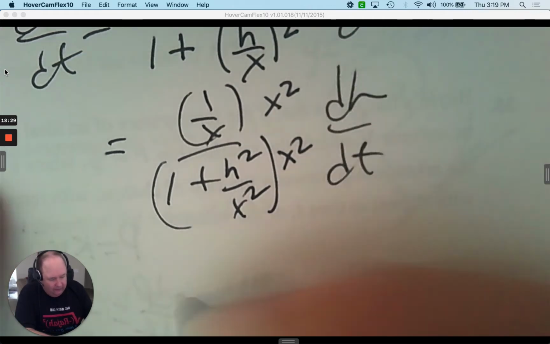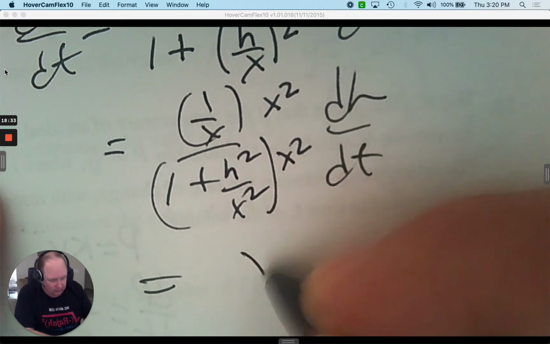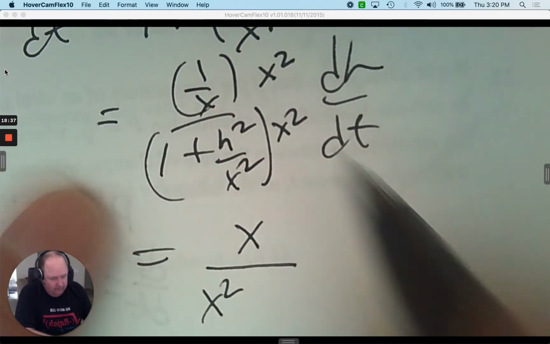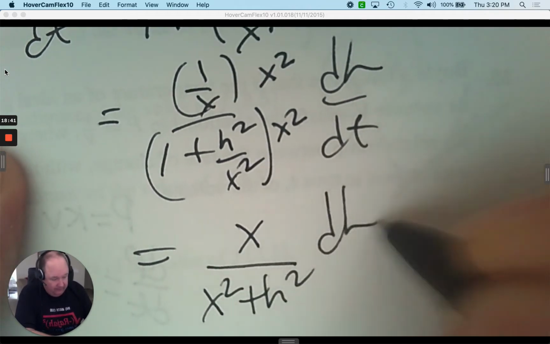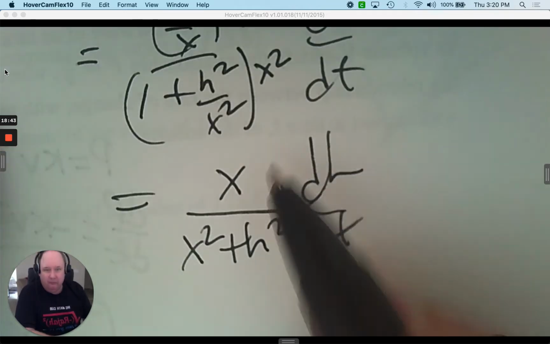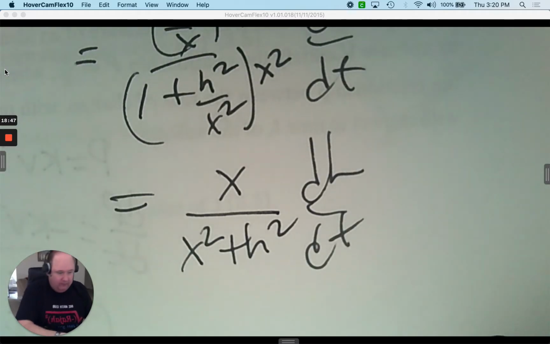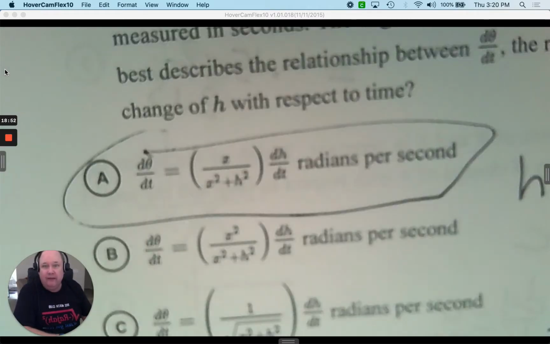So if I do that, x squared divided by x, that's 1x. X squared times 1. And then the x squares divide out, and we have h squared. And that's it. So that's what I'm looking for. X over x squared plus h squared, dH by dt. And it is radians per second. And so that matches with A.